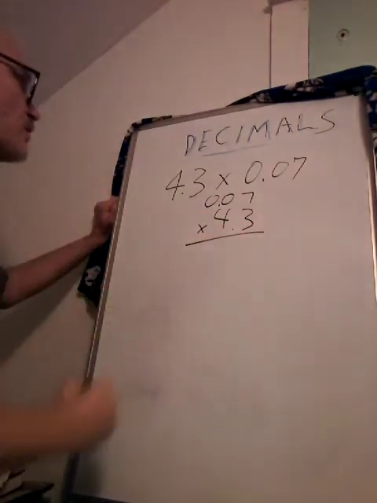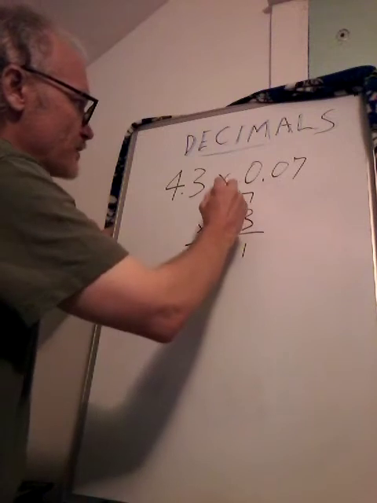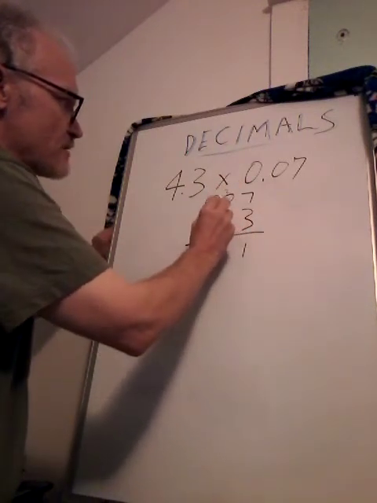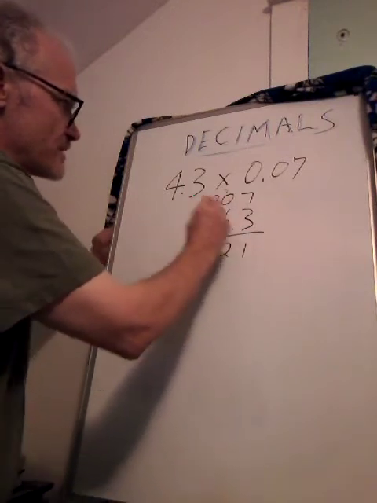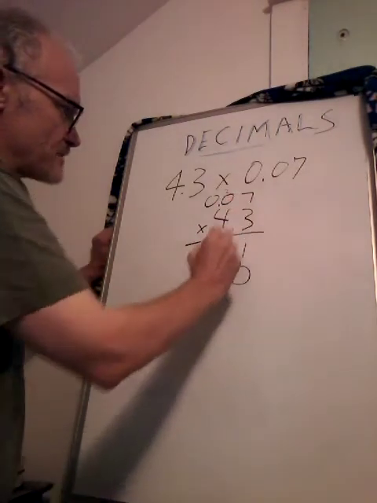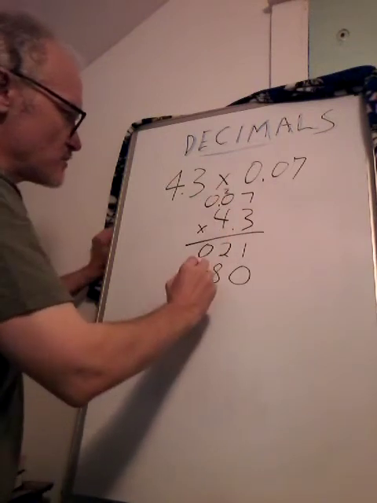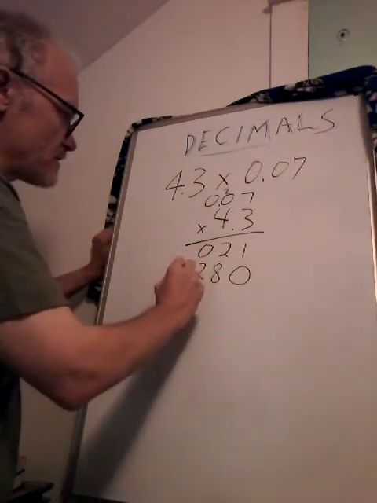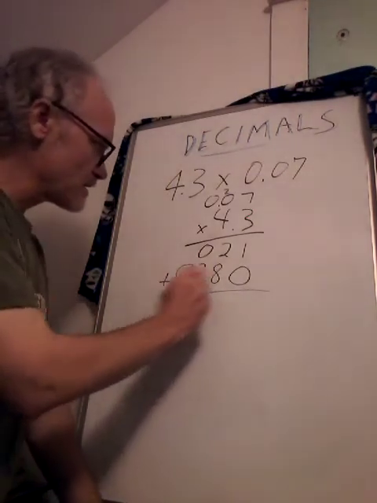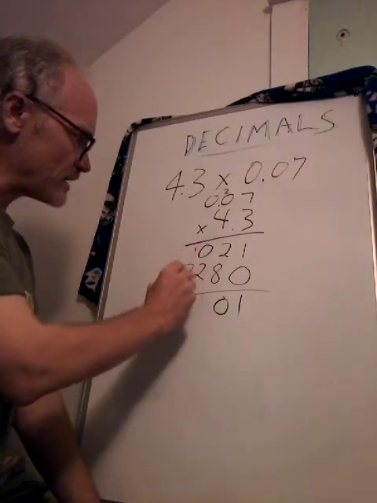Okay, what do I do? 3 times 7 is 21. Put the 1 here, carry the 2. 3 times 0 is 0, plus 2 is 2. 3 times 0 is 0. Then I move to the tens place. 4 times 7 is 28, carry the 2. 4 times 0 is 0, plus 2 is 2. 4 times 0 is 0. Then I add. 1, 2 and 8 is 10, so I have to carry the 1.